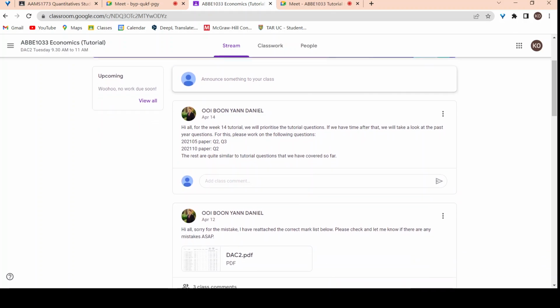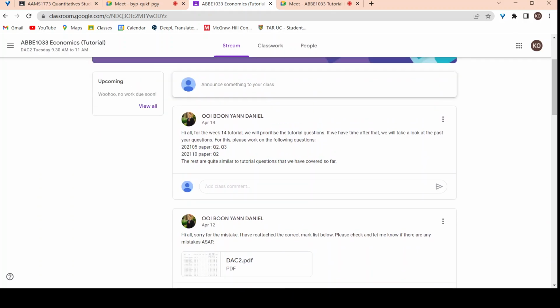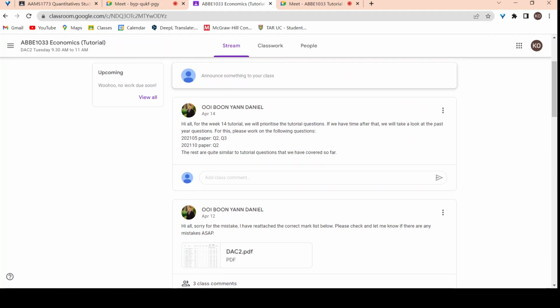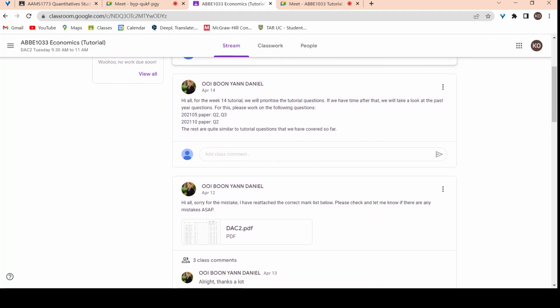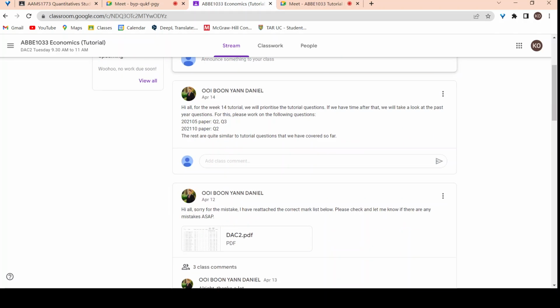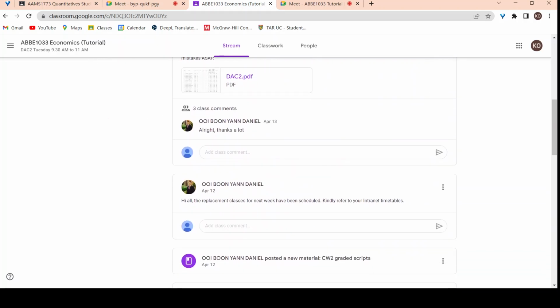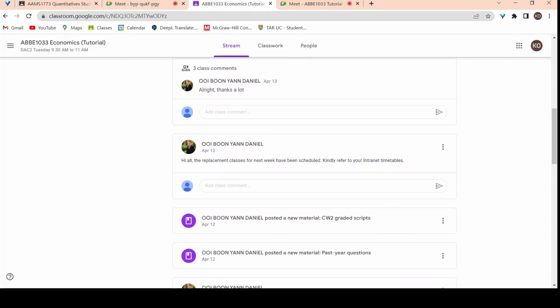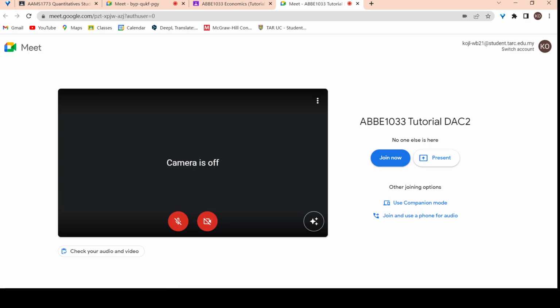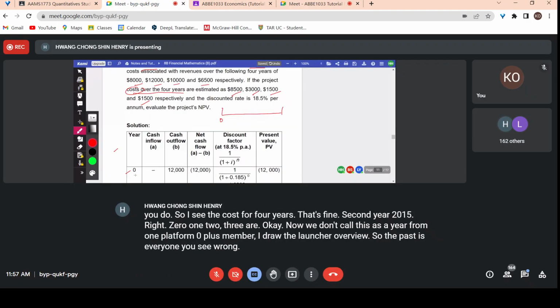So this is what you do. You see the cost for the 4 years, I'll give you an example of how to calculate the NPV. The first year is 8,500. Second year, 3,000, and so on. So 0, 1, 2, 3. Now, we don't call this year start from 1, start from 0. Just remember, when I draw the line chart, always start from 0. So the best is everyone uses 0. Okay. First year, no money in.